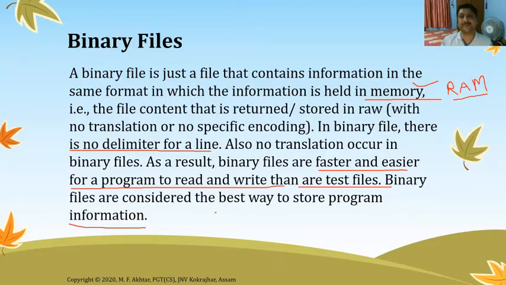Understood? That is the binary file. What is the difference from a text file? Just to remind you, a text file stores data in some format, that is ASCII format or Unicode format, and some translation is required during saving and then during reloading into memory. But in a binary file there is no need of any specific coding or translation. These are raw data, and it makes file handling easier and faster.